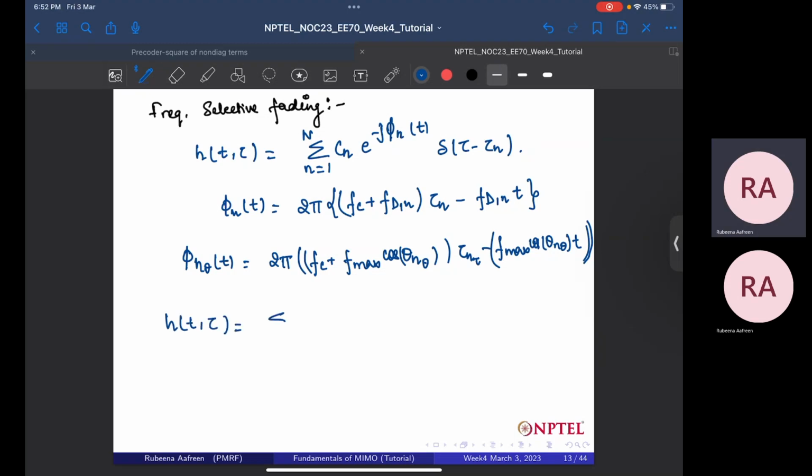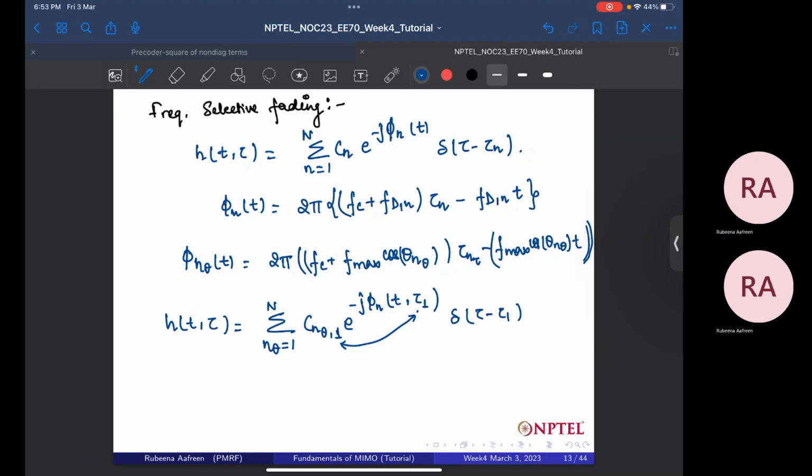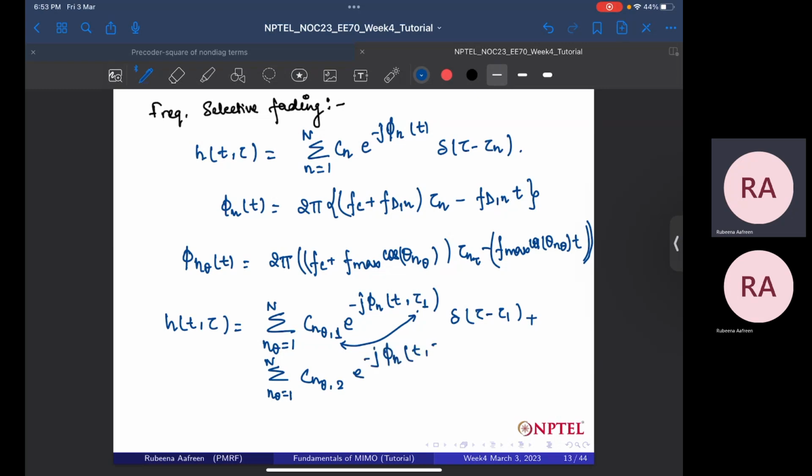Now again we can write h theta is equal to c of n theta for the first delay path into e to the power minus j phi n t comma tau 1. So this is like the coefficient for the first delay path into delta of tau minus tau 1. Then again for the second path we have this c n theta 2 into e to the power minus j phi n t comma tau 2 delta of tau minus tau 2. So likewise it will be added.